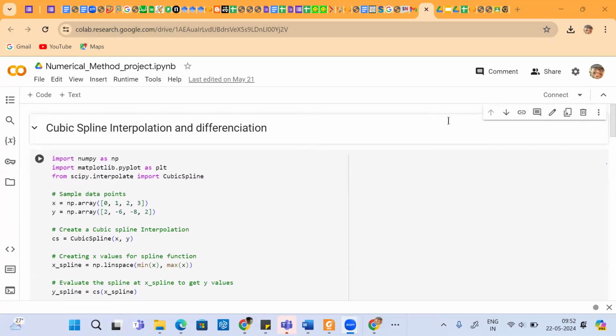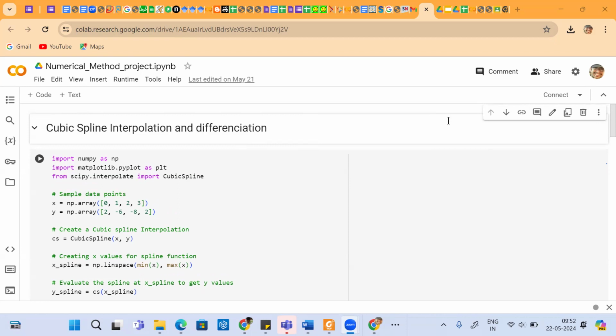Okay, this is the Python implementation of cubic spline interpolation, and there is no much. What will you do? I want to really finish this presentation. Okay. I will do it.